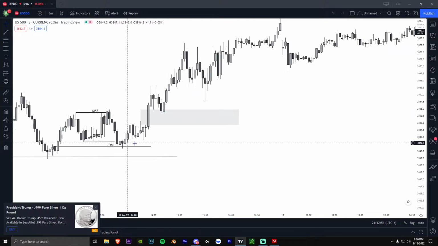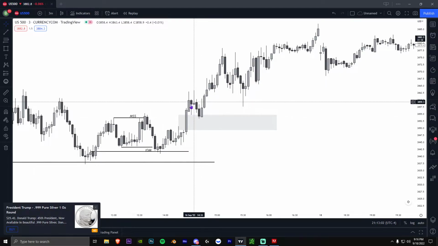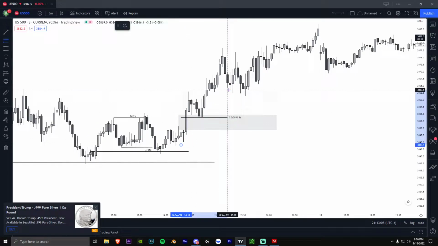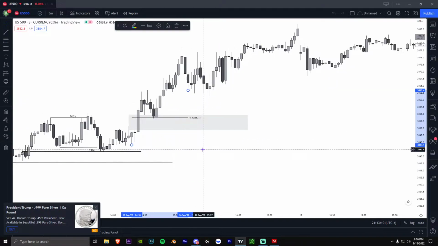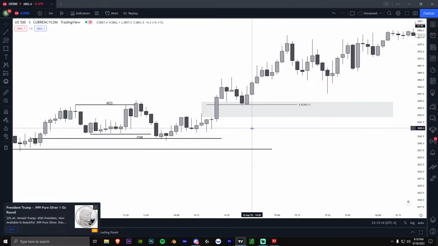So even if you missed your entry and you didn't see this was the IDM model, this is kind of waiting for confirmation. So this is model 1. We go back to model 1 because you have your break of structure here, and then we retrace into this. We retrace right below the 50, and the reason why I'm drawing the fib from here and not here is because this is a pretty obvious low.